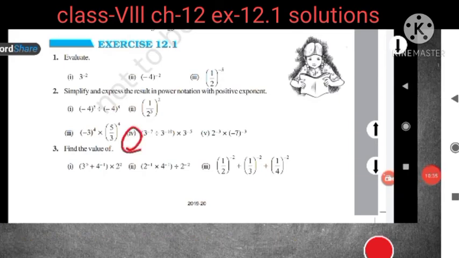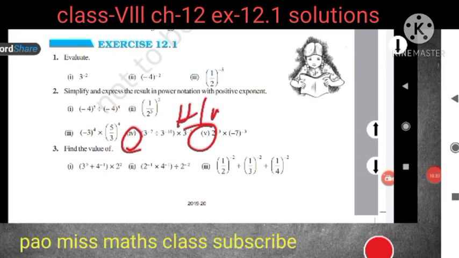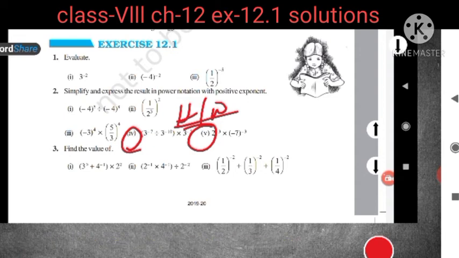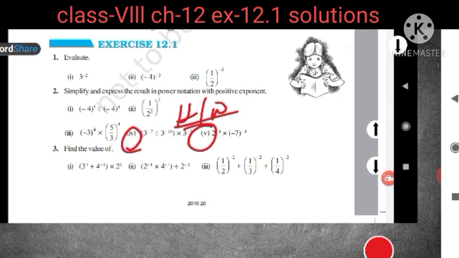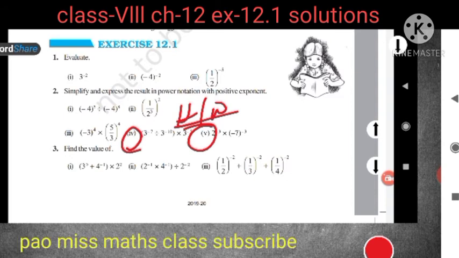Now questions number 4 and 5 I will keep as homework. Okay, questions number 4 and 5 are homework, so please try to solve these two questions. You have to use the laws of exponents here. Whichever law of exponents is applicable for that question, you have to use that one. Now come to the next question, question number 3.